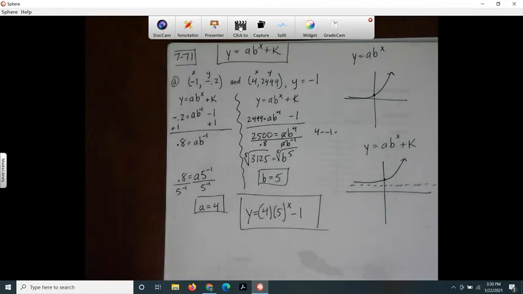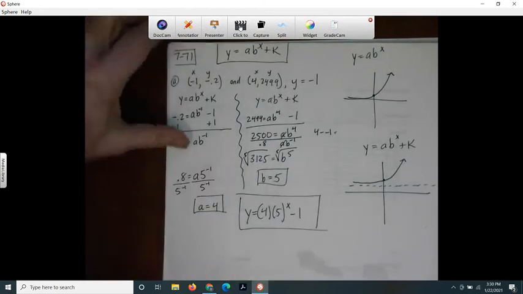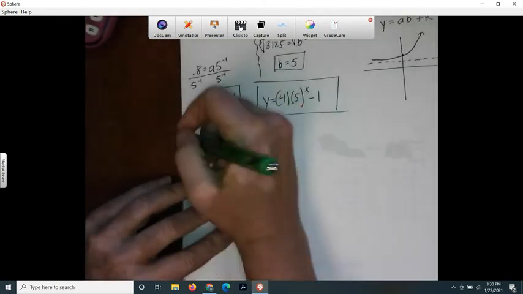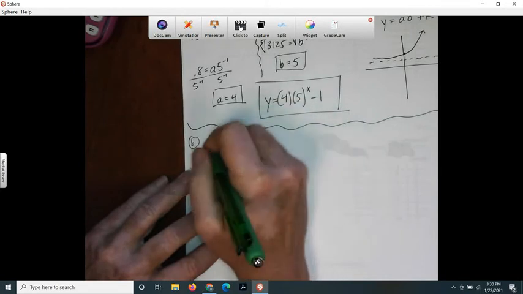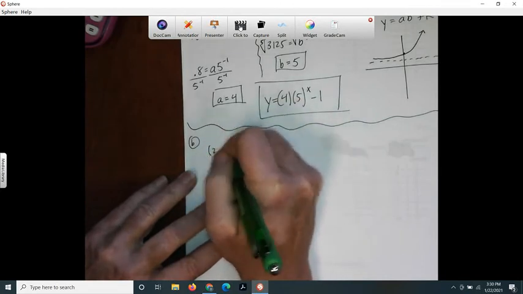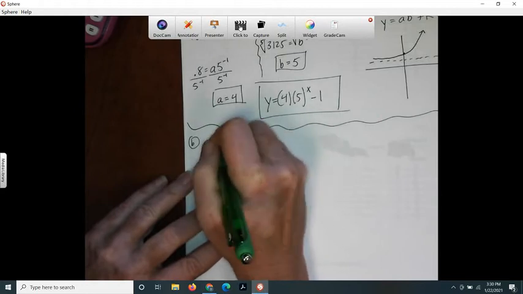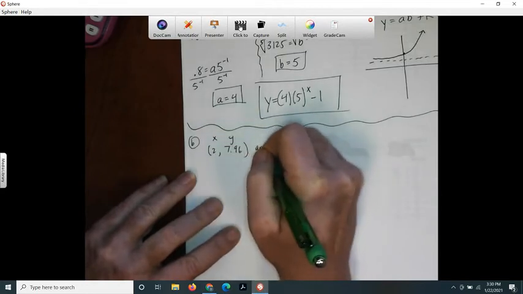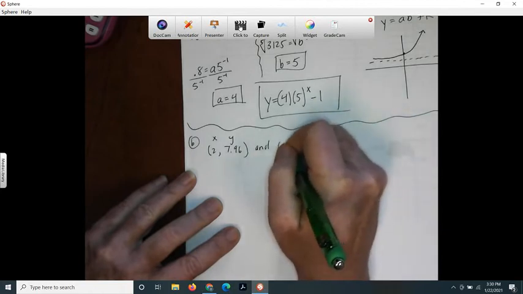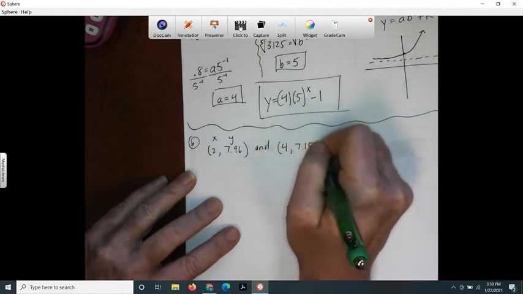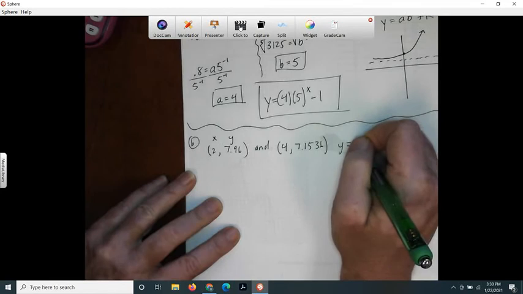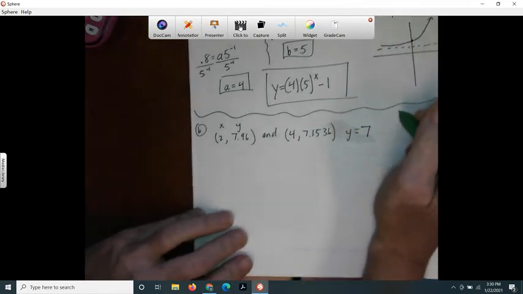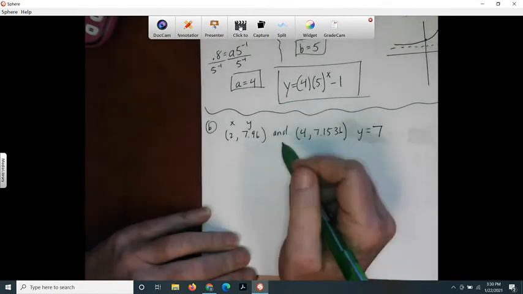Okay, and then if I wanted to do the next problem, I'll set it up for you, and then I'll let you finish it. So letter B. Letter B has 2 and 7.96, and 4 and 7.1536, and y equals 7. So I'll set it up and then I'll see if you can do it on your own.